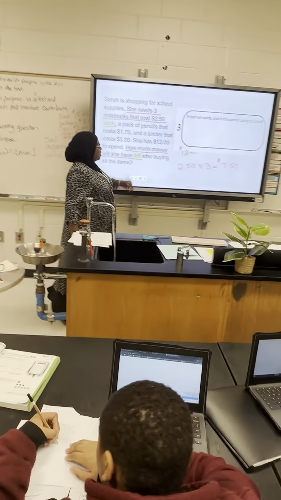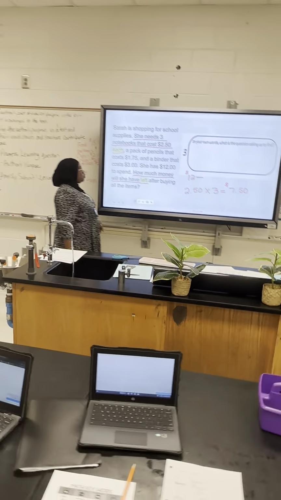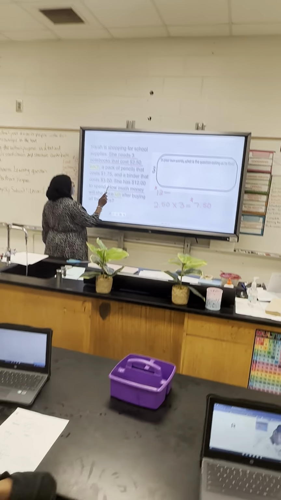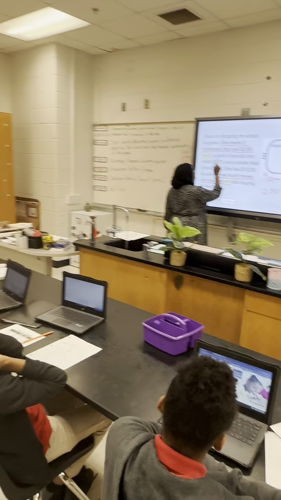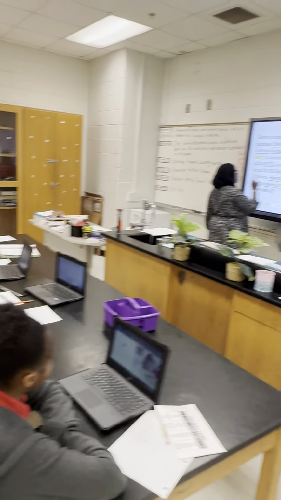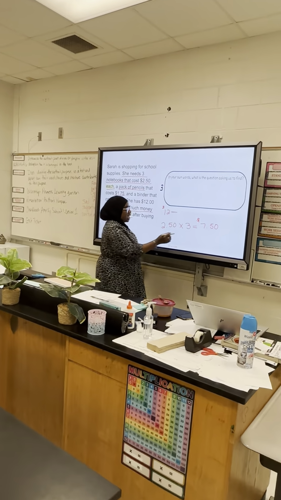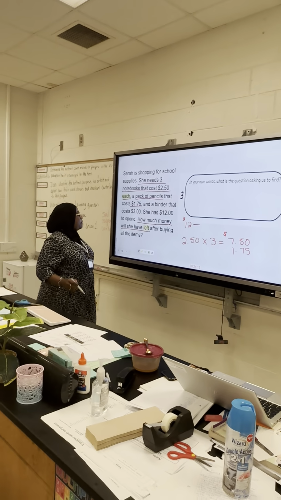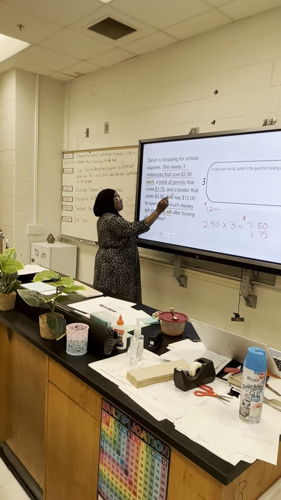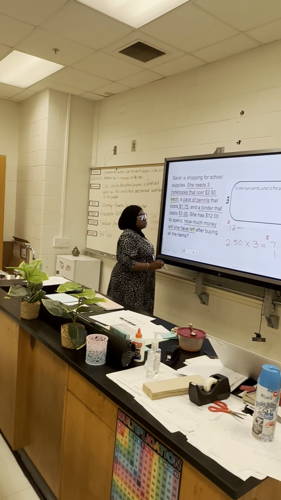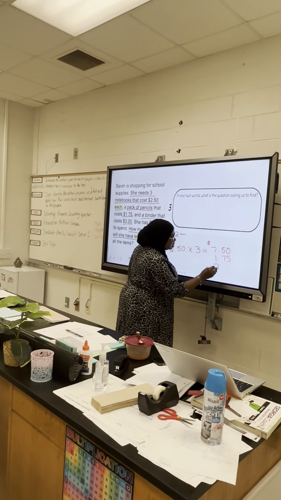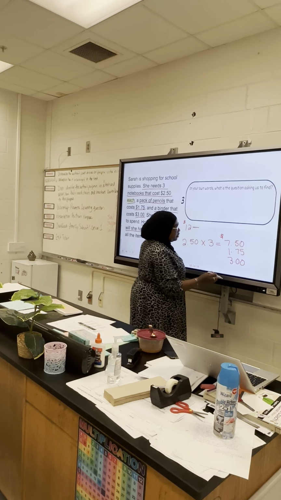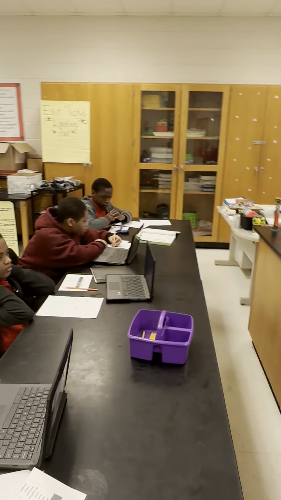What else are we buying? A pack of pencils. Okay. Pencils are $1.75. So I'm gonna add that to my list. What else are we buying? A binder. A binder that costs $3. All right. So now we gotta add all these together. $7.50 plus $1.75 plus $3.